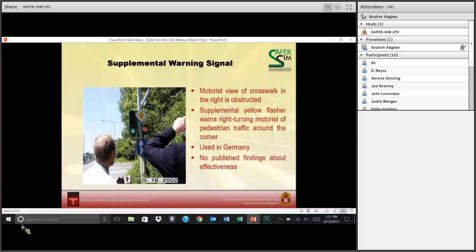The next one is a supplemental warning signal. This signal has been implemented and used in Germany, and it's a supplemental yellow flashing warning to right-turning drivers about pedestrians. It is used in Germany when the driver's view of the crosswalk on the right is obstructed, maybe by a tree or something that may not help the driver to see the pedestrian. So next, Jacob.